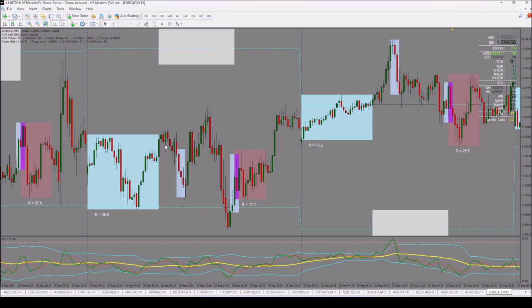This was a scenario that we do not want, because neither this first shadow box nor this one was above or below the Asian session. So basically that is what we need to see for us to get in the market using this particular trading strategy.